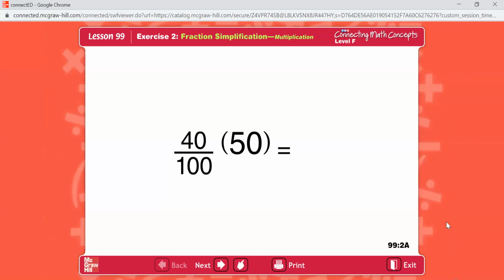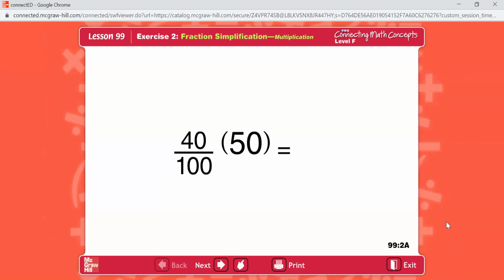Lesson 99. Read the problem. 40/100ths times 50. You learn that the first thing you do to simplify is cross out zeros. This problem has zeros in the fraction and a 0 in the number 50.